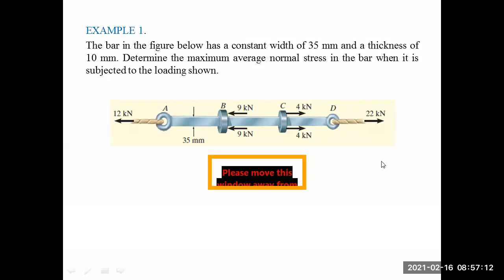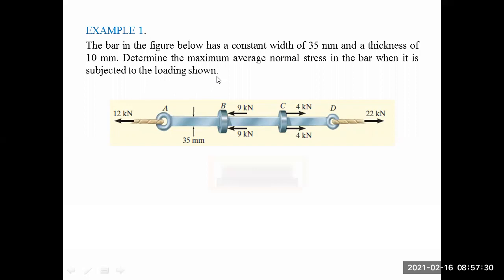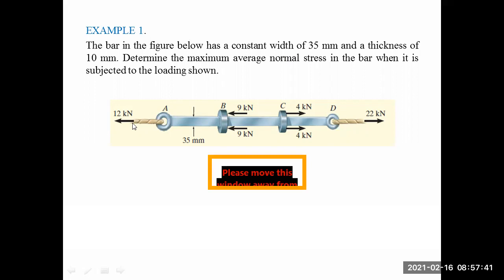So we have this example here, okay. The width is 35 millimeter, the thickness is 10 millimeter. Determine the maximum normal stress in the bar when it is subjected to the loading shown. If you look at this bar, from A to D is the bar, okay. What kind of forces do we have? We have two axial loads on each side. One is 12 kilonewton, the other side is 22 kilonewton, okay?